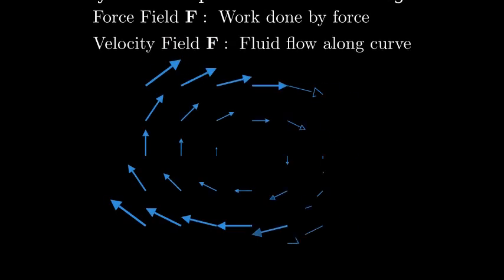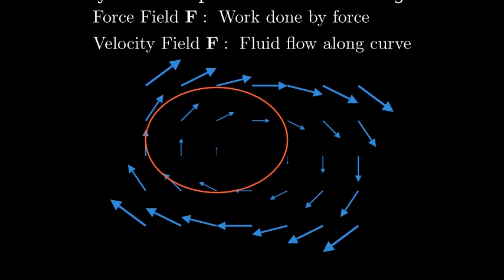Let's visualize this with a simple example. Imagine a river with a current flowing in various directions. The arrows represent the velocity field of the water. Now, let's add a curve through this river. The flow integral would measure the total flow of water along this path.